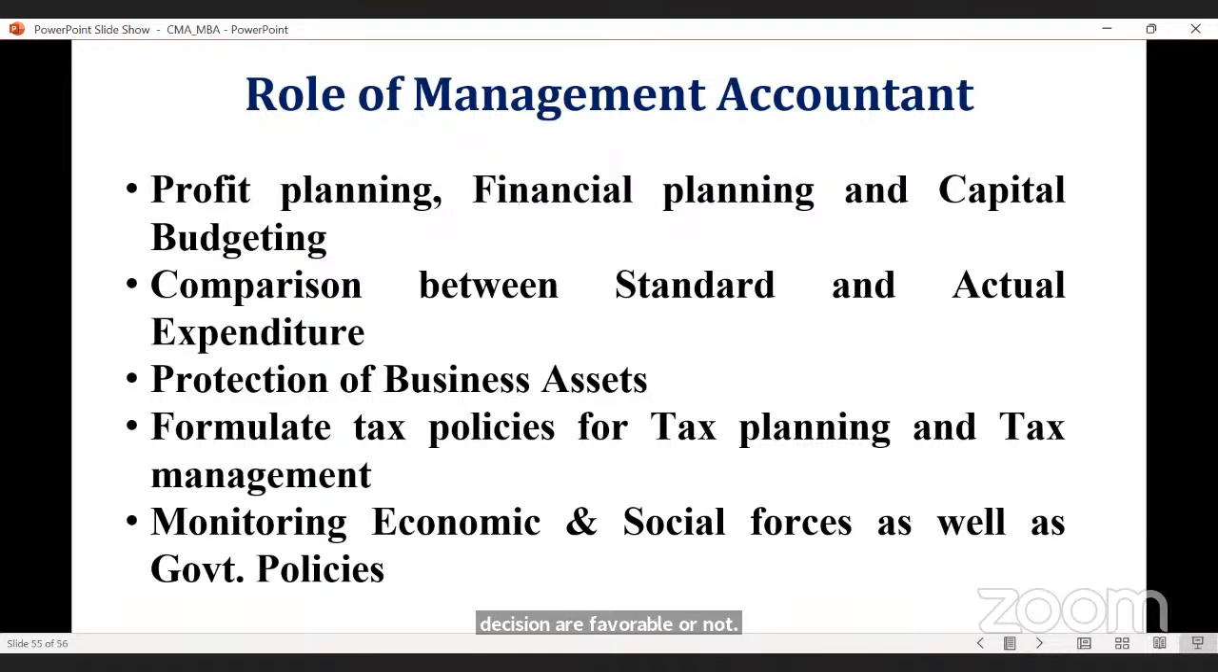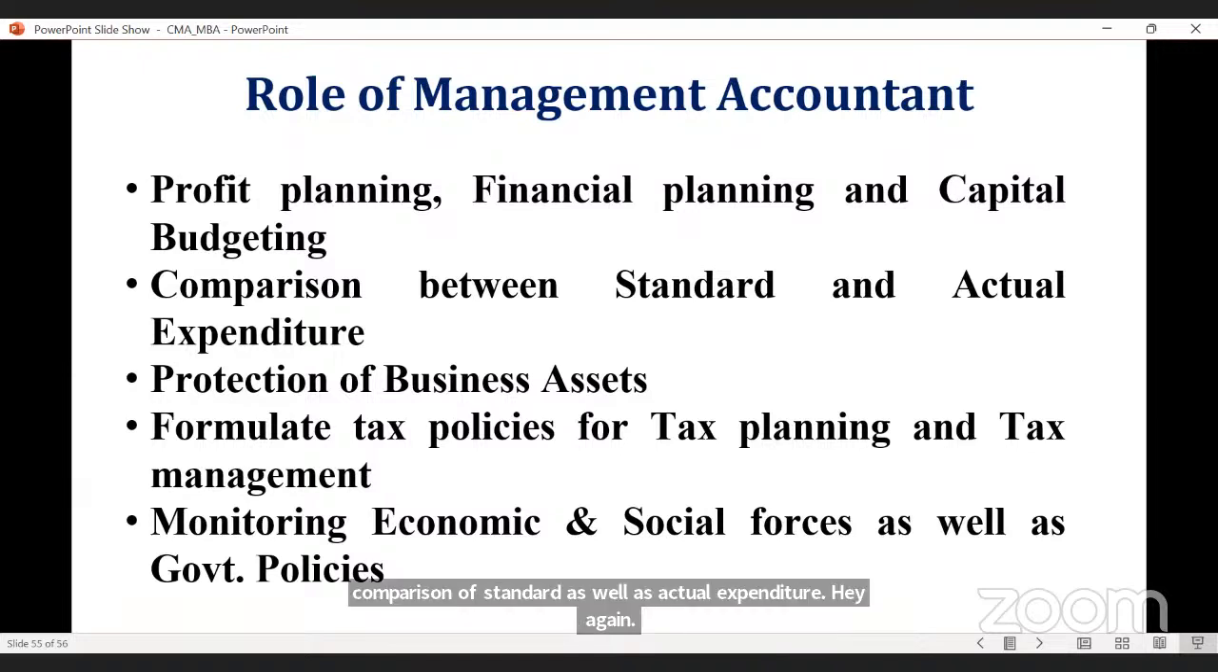We have already taken, let's say, 10,000. Actual expenditure is less than 10,000. That means we are in a favorable situation. So for variance analysis, we need the standard as well as actual expenditure. So it is the duty and role of the management accountant to compare standard and actual expenditure.